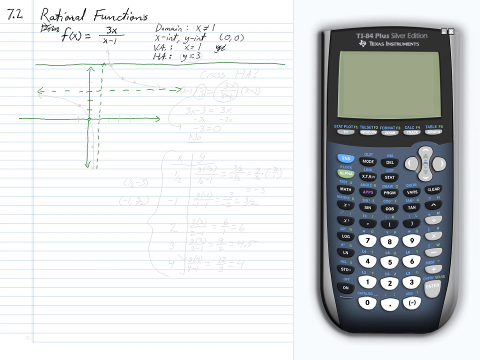Now, just to check and see if our function does cross our horizontal asymptote, remember that can happen, I will set my function equal to that y value. I'll set the two equal to each other and see if that works, see if there's an x value that makes that happen.